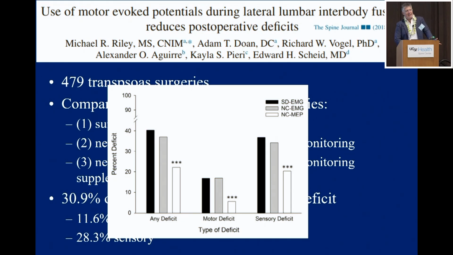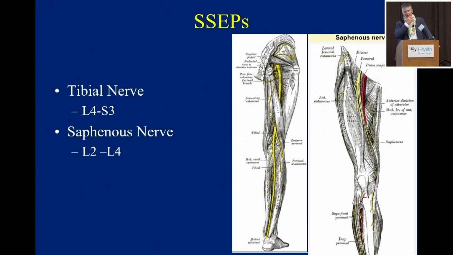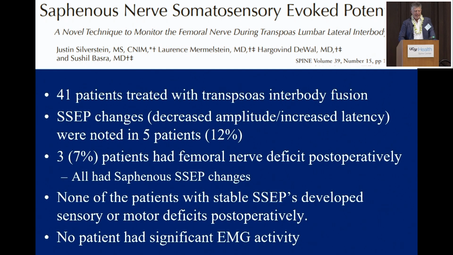Now, what's important here is that the sensitivity was quite a bit less for MEPs in transpsoas surgery. And one of the things that we might think about, and this was important for me to learn, is that normally our SSEPs are done looking at the tibial nerve. But the tibial nerve isn't going to be very sensitive to our upper lumbar or mid lumbar, so our femoral nerve palsies, which is what was seen in the MEPs. So we really ought to be looking at SSEPs to the saphenous nerve. And a study looking at SSEPs of the saphenous nerve suggested that this was highly sensitive and even more sensitive than the MEPs in transpsoas surgeries.